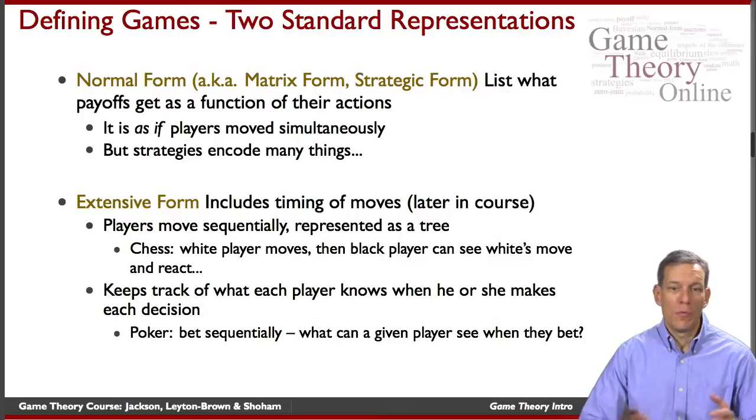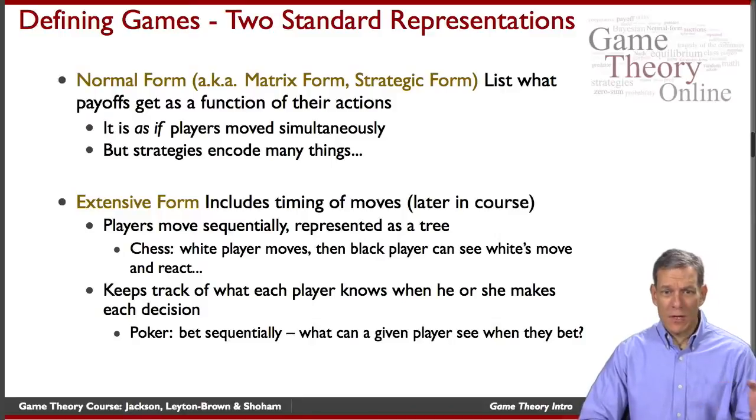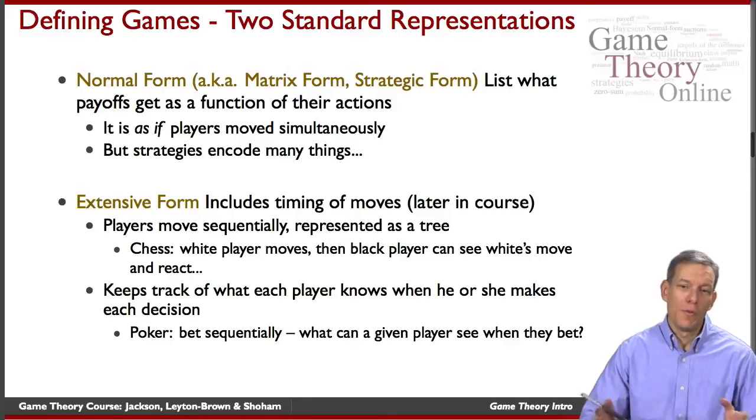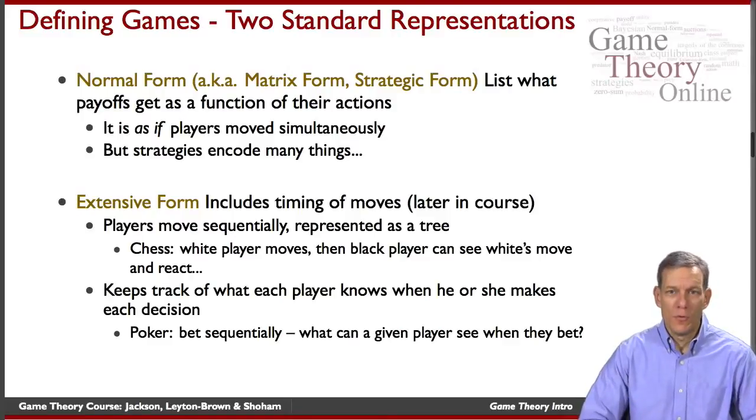So who moves at what point in time. That's going to be represented often as a tree. For instance, in chess, one player moves first. The white player generally moves first, and the black player can see the move by the other player, react to that, and so forth. So that's going to be better represented as a tree than in normal form.